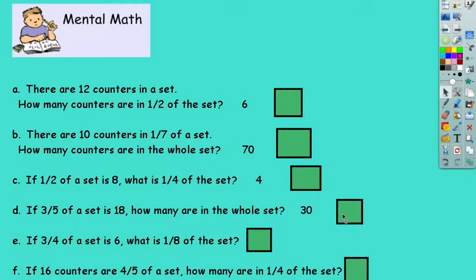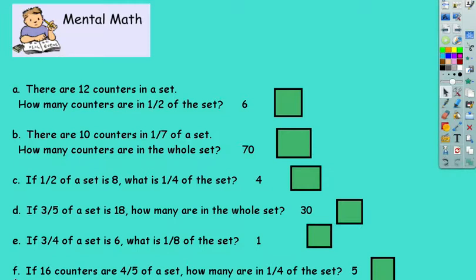Well, there's some technical difficulties there with the volume. It should be 30. 3/4 of a set is 6. What is 1/8 of the set? And that would be 1. And if 16 counters are 4/5 of a set, how many are in 1/4? That is 5.